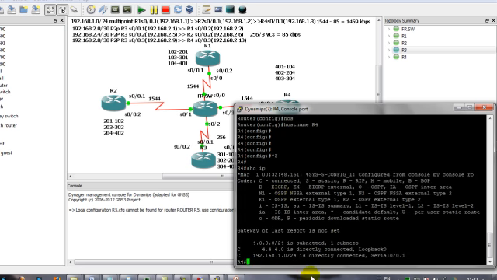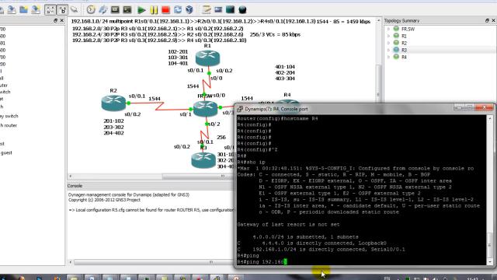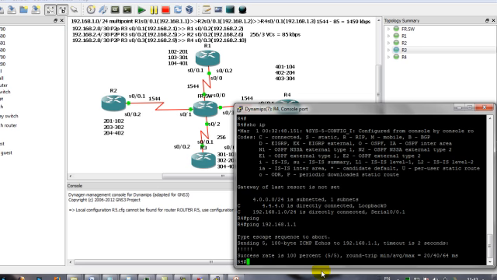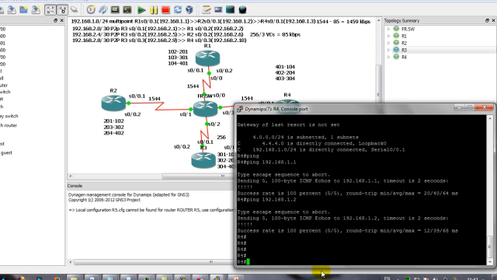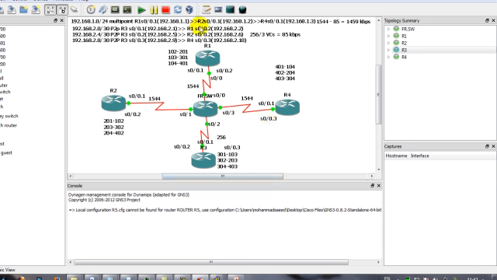So that's good. I have serial 0/0.1. Now I can ping router 1 and also router 2. So that's good. That sounds good. And now we have finished the multipoint.